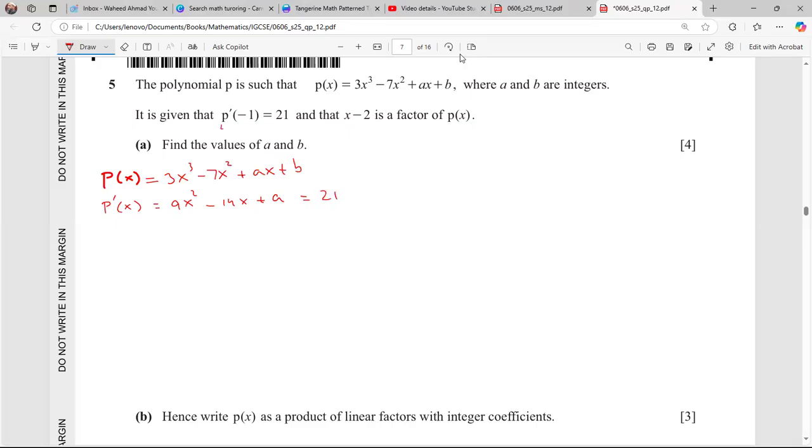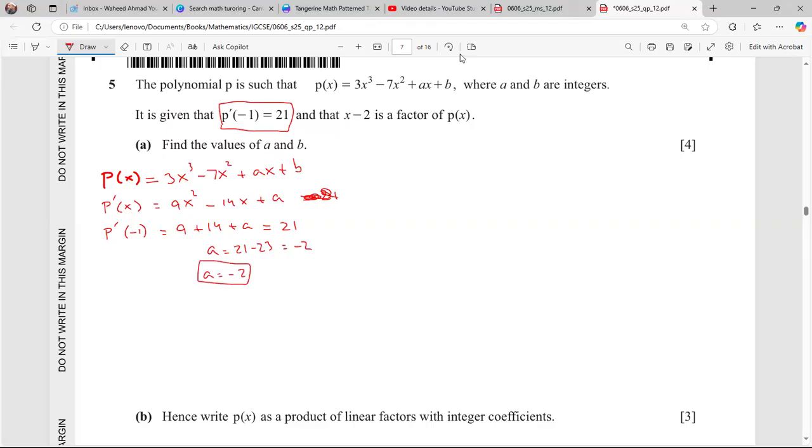So the derivative of this function when x is minus 1. So that is going to be 9, and minus 1 squared is plus 1. When x is minus 1, it will become plus 14 and plus a, and that is given as 21. This is given over here. So from here you can see 9 plus 14 is 23, so a is equal to 21 minus 23, which is equal to minus 2. So a we found as minus 2.